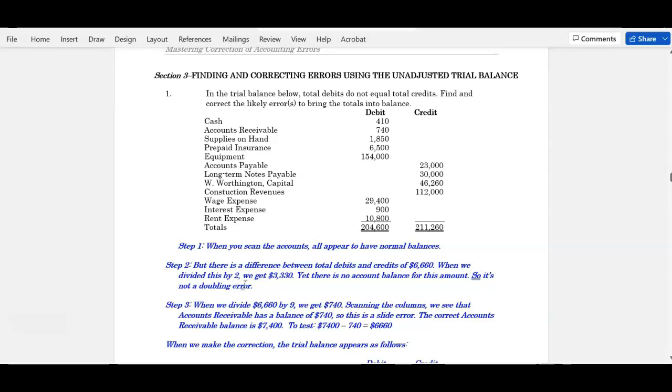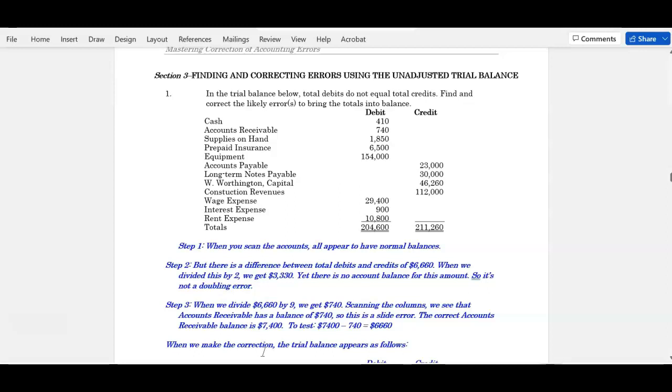So it is not a doubling error. So after dividing by 2, I cannot find $3,330 here. Can you see anything like that? No. So it's not a doubling error. So doubling error is out of question. Any question up to here before we move on?